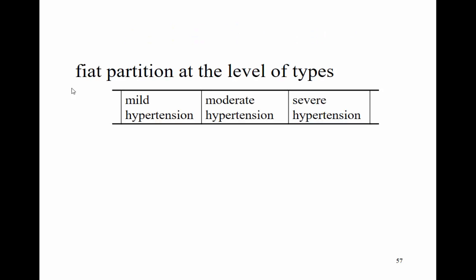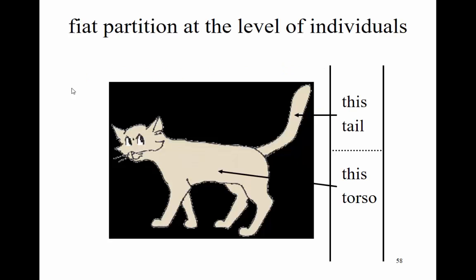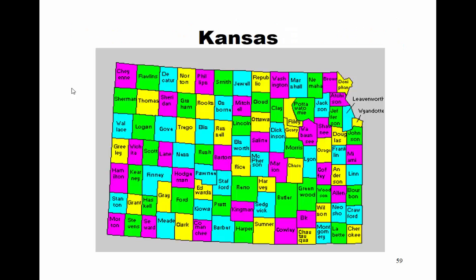All right, so we talked already about mild, moderate, and severe hypertension. And we talked about the leg. We can also talk about the tail. So we talk about tails and we talk about torsos. But the division between tails and torsos is a fiat division. And so is the division of Kansas into counties.